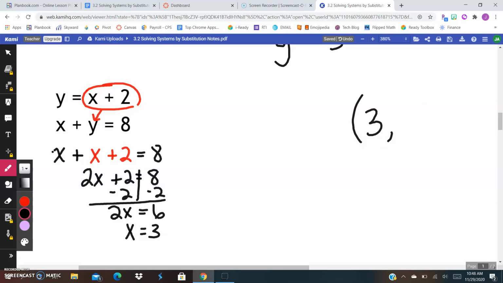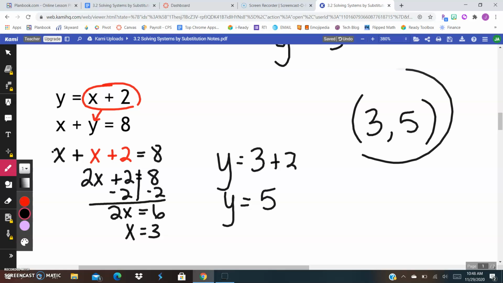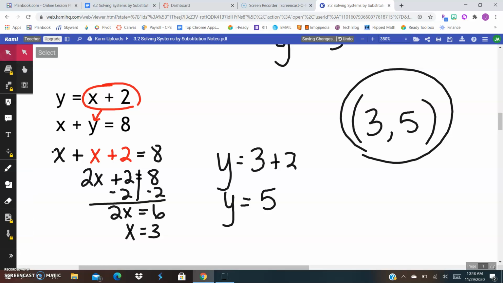So in our ordered pair, we can put that. And then we're going to replace that in one of the top 2 equations. It does not matter which one. I'm just going to pick the top one since it's y equals. And x is 3 plus 2, so y equals 5. So this one crosses at 3, 5.